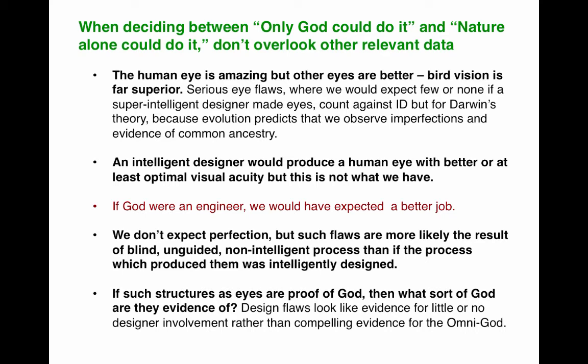An intelligent designer would produce a human eye with better or at least optimal visual acuity, but this is not what we have. If God were an engineer, we would have expected a better job. We don't expect perfection, but such flaws are more likely the result of blind, unguided, non-intelligent processes than if the process which produced them was intelligently designed. If such structures as eyes are proof of God, then what sort of God are they evidence of? Design flaws look like evidence for little or no designer involvement, rather than compelling evidence for the omni-God.